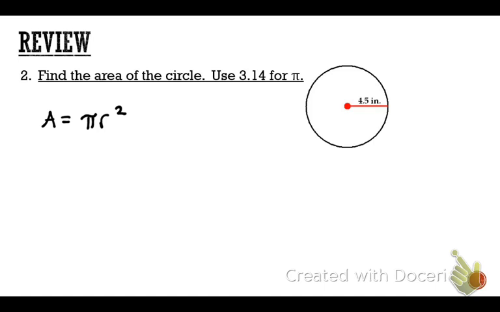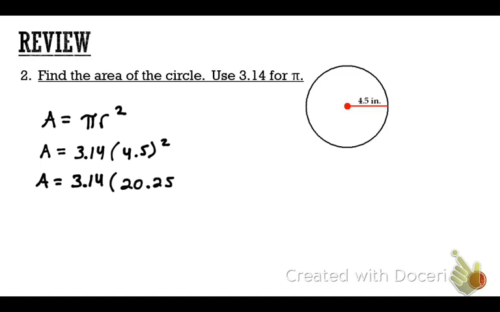All right, guys, what is pi? 3.14. What's my radius? 4.5. What do I have to do first? The exponent. So what's 4.5 squared? 20.25. All right, the biggest mistake I saw as I walked around is people still thought it was 4.5 times 2. Please just remember when you have that square right there, it means to multiply by itself, not times the number 2.